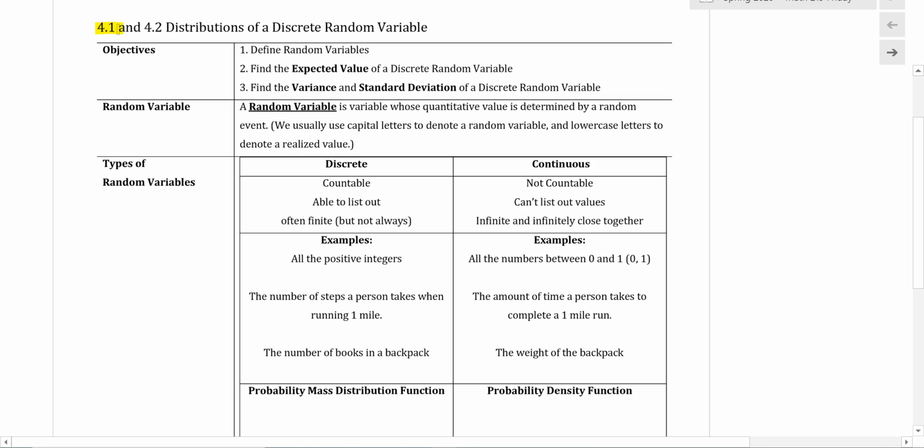We're in 4.1, and we're talking about something new, and it sounds intimidating. It's a discrete random variable. It's a new term, but it's really what we've already been doing. So let's figure out what a random variable is. A random variable is a variable whose quantitative value is determined by a random event. Quantitative value, so random variables are numerical.